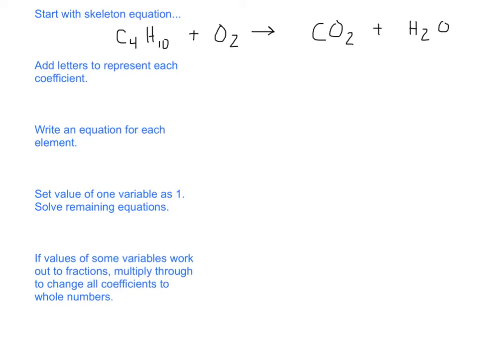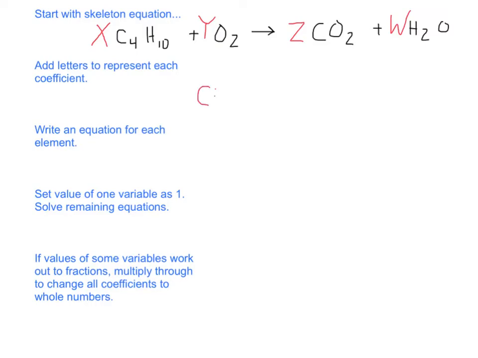So the first thing we want to do is give these all some kind of letter to represent them. I'm going to choose X, Y, Z, and W for each one. So instead of numbers, we're just going to give them letters, like we're going to treat them like math. Then our next step is to write out an algebraic equation for each element on the left side compared to its counterpart on the right.